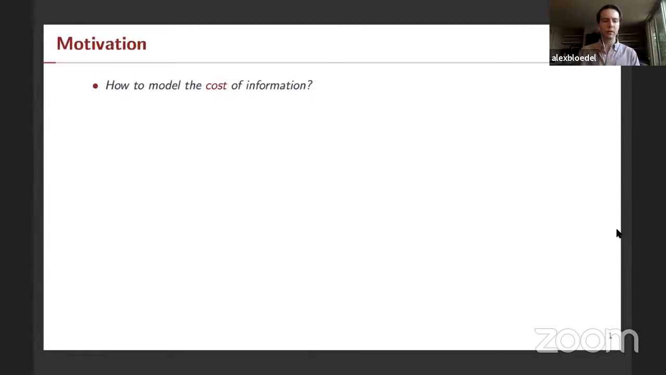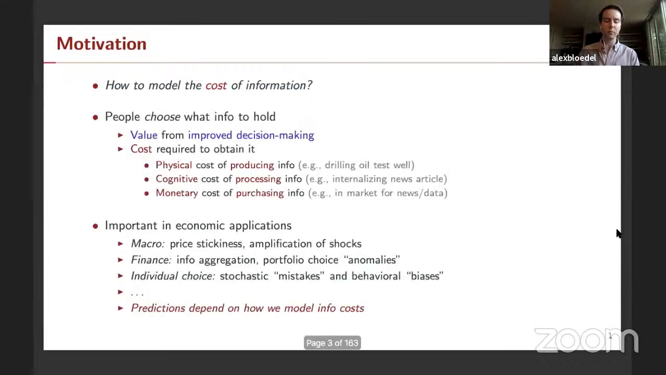So the main question of this paper is, how should we as economists be modeling the cost of information? In particular, our goal is to help other economists who want to model costly information acquisition by providing guidance on what constitutes a good or a reasonable information cost function. Very briefly, our high-level motivation is the observation that information is a key input to basically all economic decisions, and people choose what information to hold by trading off the value that it confers through better decisions against the cost required to obtain it. These costs could correspond to the expenditure of physical resources, to cognitive effort, or to money.